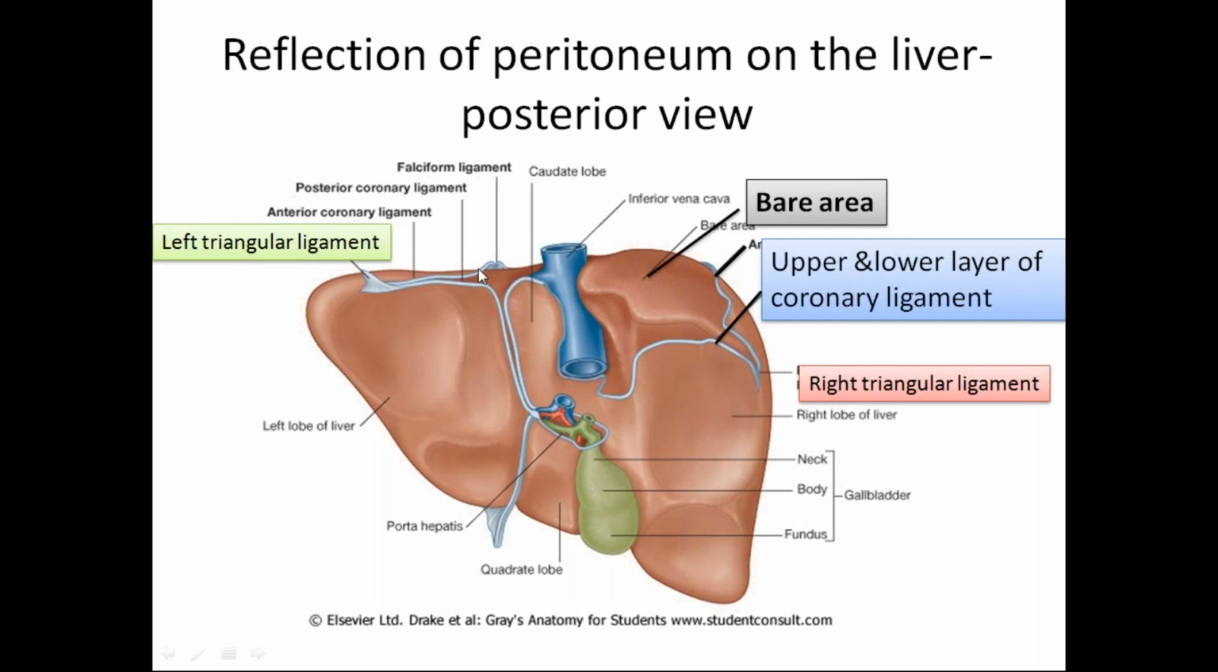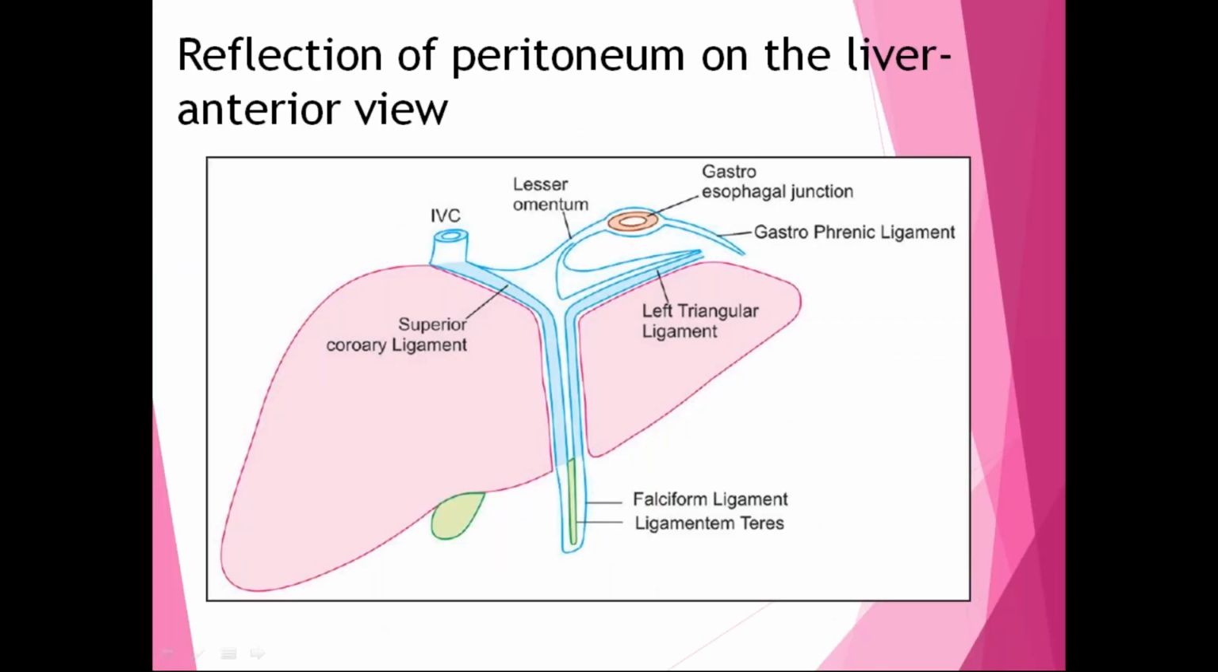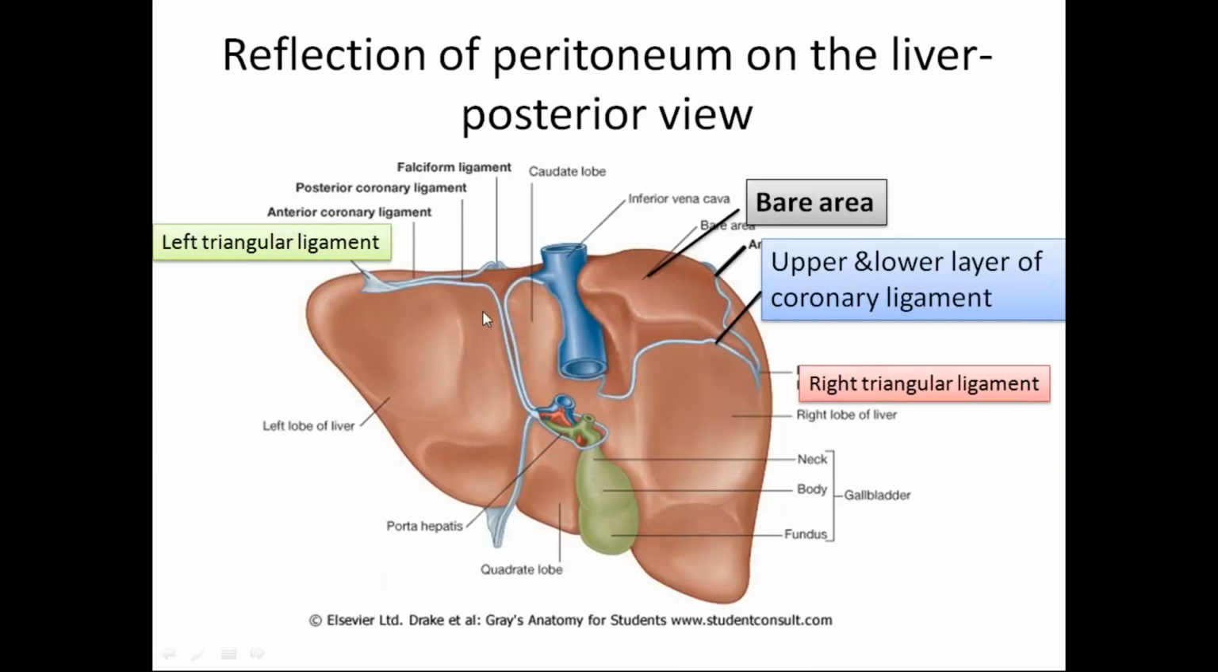In the previous picture you can see the left layer of the falciform ligament connects with the lower layer of the left triangular ligament. And the lower layer which is joining to form the left triangular ligament is an extension from the lesser omentum. So, clear about the peritoneal folds surrounding the liver? Any doubt on this?